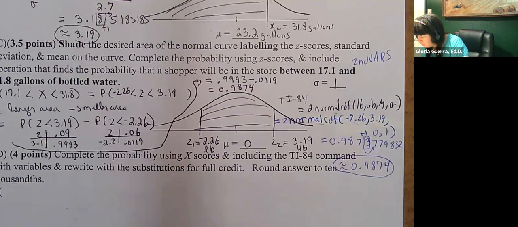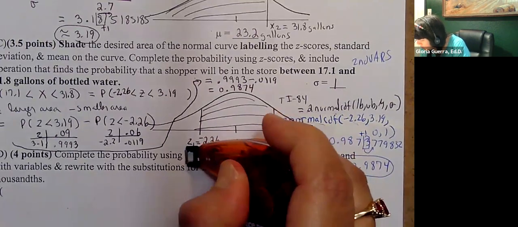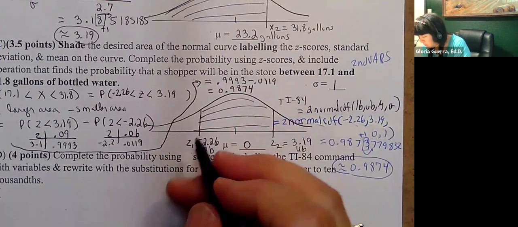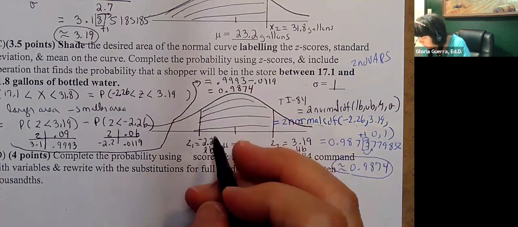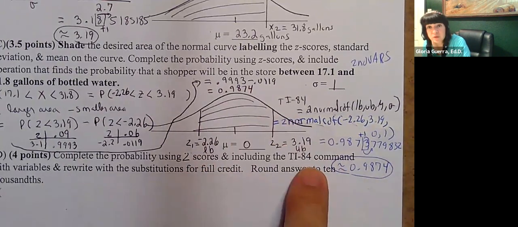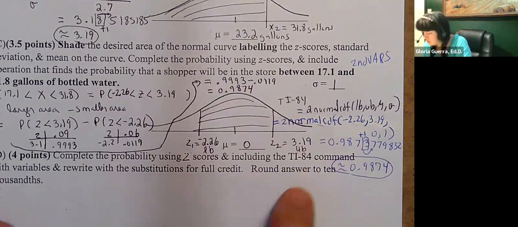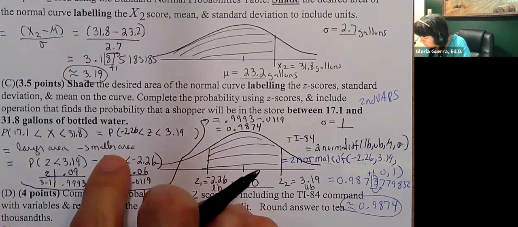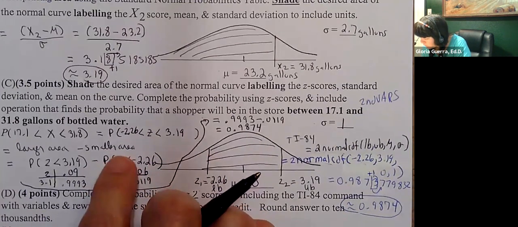like you're redoing C, complete the probability, and I shouldn't say using the X scores again. Because we transformed it already, I should just stick with the Z scores, but including the calculator commands. Yeah, so I should have done this part in here. I should have said that you're using the table for this part.